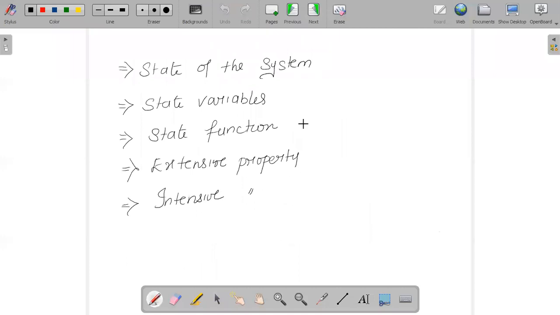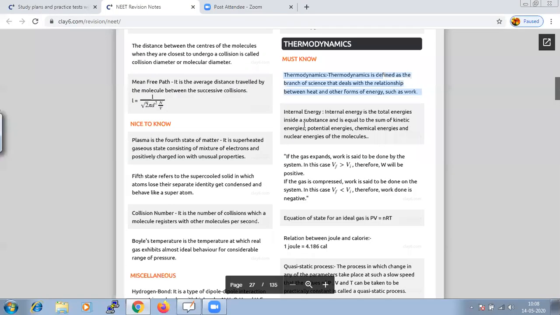And there are certain terms which are very important to differentiate or to know. So what are all the terms? Very important terms we should know are internal energy, enthalpy, entropy, and state variables. There are many things which we should know before we proceed into the chapter.